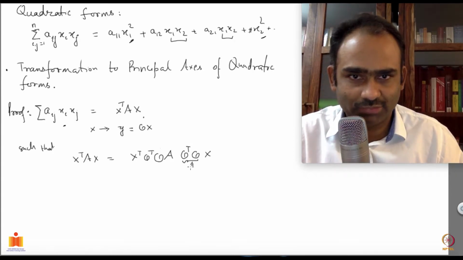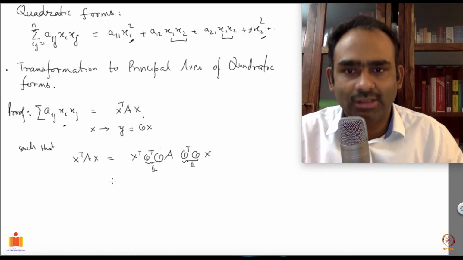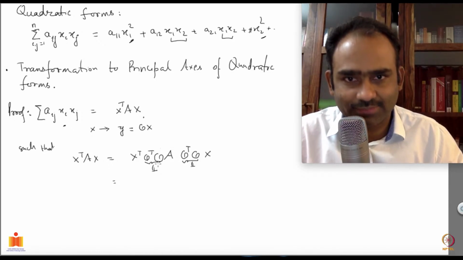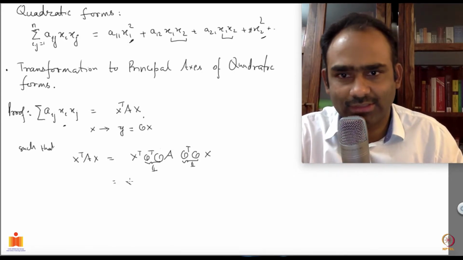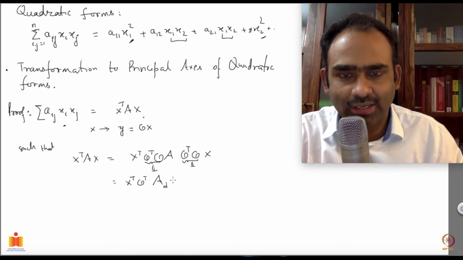This is 1, so I have done really nothing. I have just inserted identities, so I have not changed anything. Now this O, I have chosen that O which diagonalizes this matrix A. So what I am left with is x, let me do it in 2 steps. O transpose, and then you have A diagonal. The diagonal matrix corresponding to A, and then you have O x.